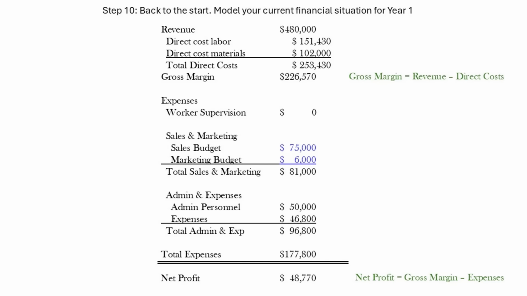We need to return to our current reality and then model our current financial situation. This is what the current profit and loss statement looks like. The same cost categories exist. The only difference is the number of products and the size of our company, which is much smaller.